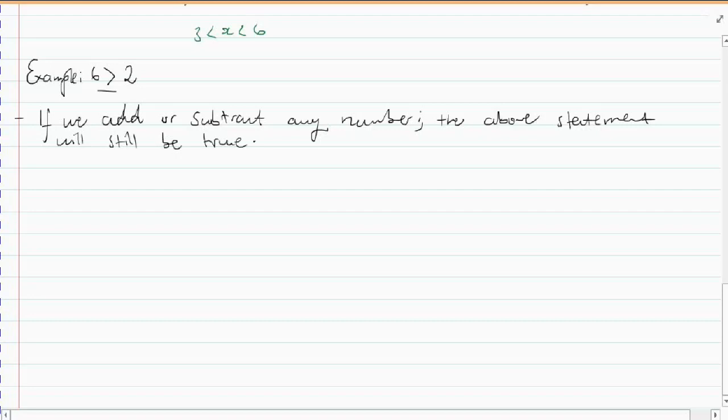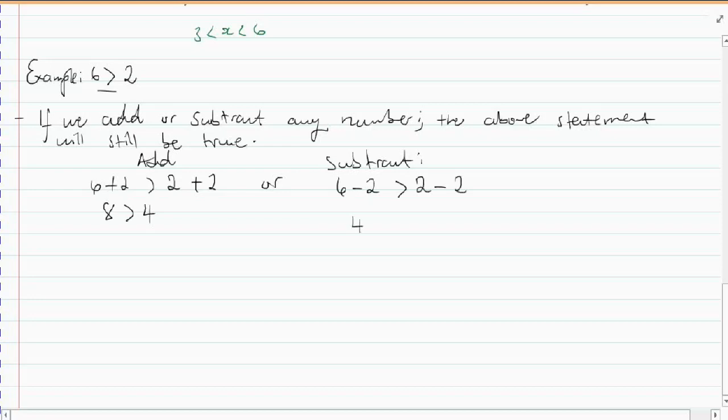Now let's look at this. Let's add 2 on both sides. Remember, we have to do it on both sides. So we get 8 still bigger than 4. This is true. Now let's subtract: 6 minus 2 is bigger than 2 minus 2. So we end up with 4 is bigger than 0. This is still true.